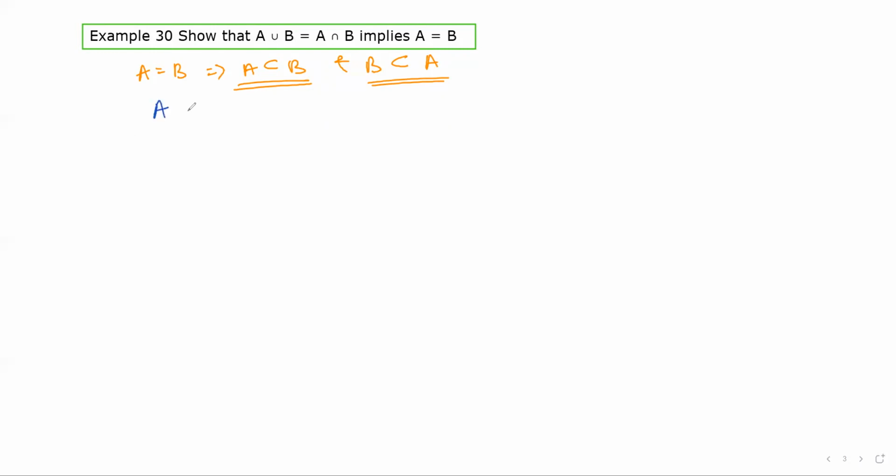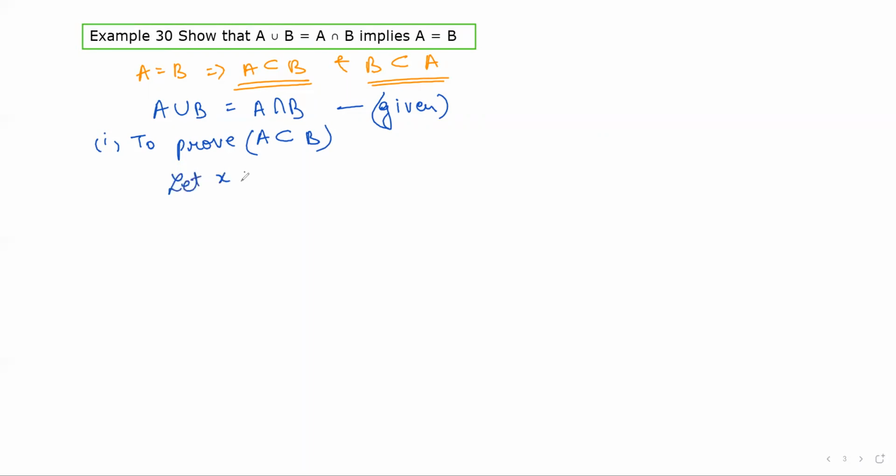So given is A union B is equal to A intersection B. Your first part would be to prove A is a subset of B. To prove this, let's consider an element in A. Let X belong to A. That means we have considered an element in A.